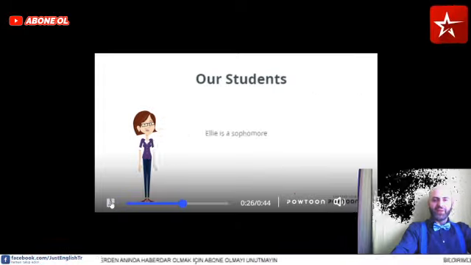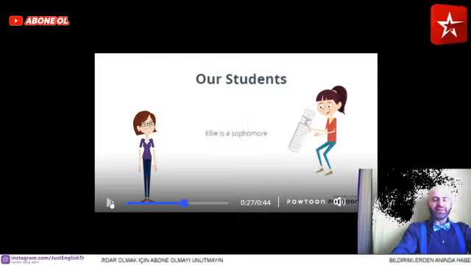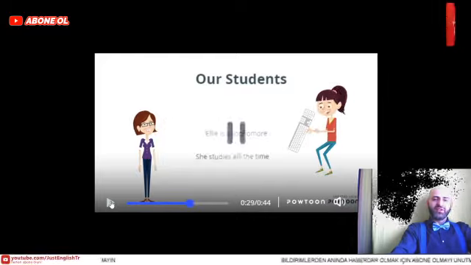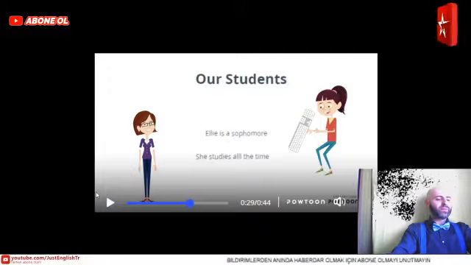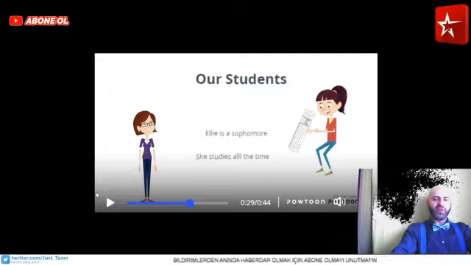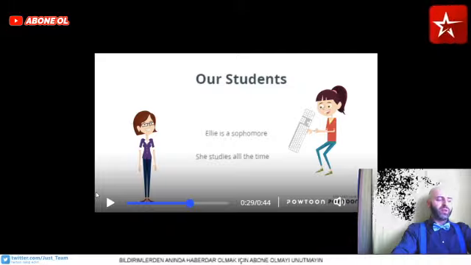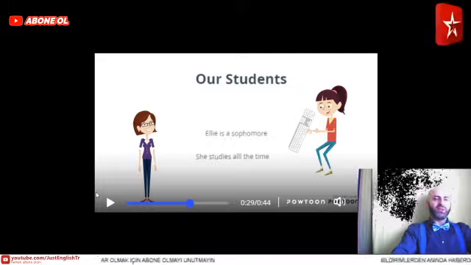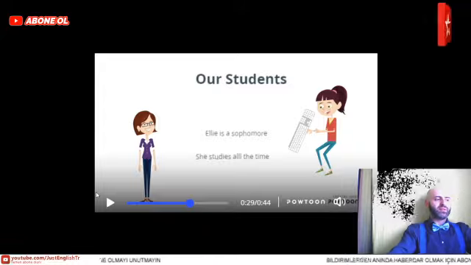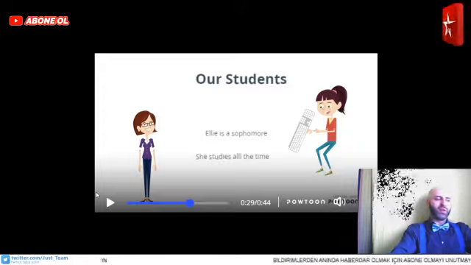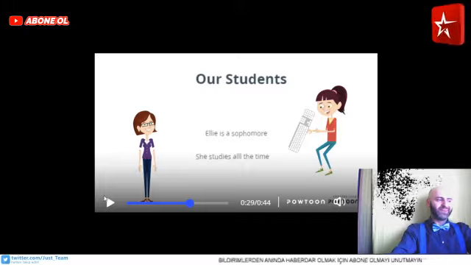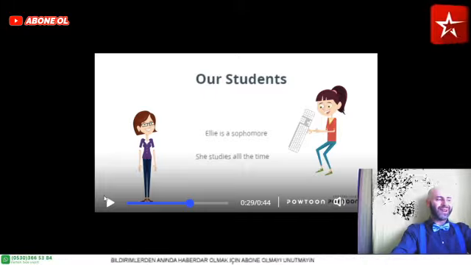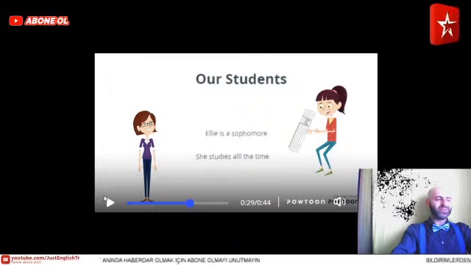Next one, we have Ellie, and Ellie is a sophomore. She studies all the time. Do you know the meaning of sophomore, guys? Sophomore is a university or high school student of the second year. A second year student we call sophomore. Sudana, she's a nerd. I will explain the meaning of nerd. Maybe some people don't know.